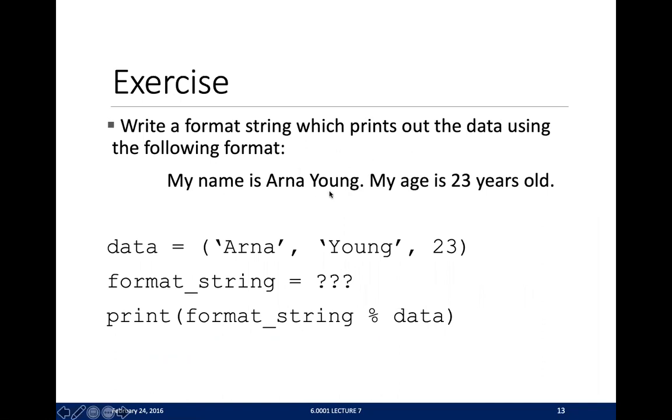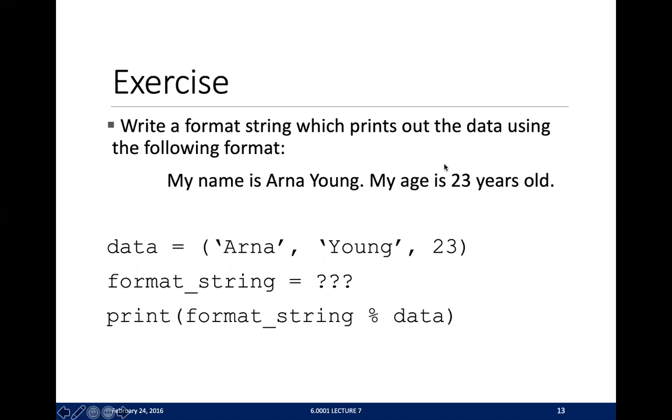So my name is Arna Young. My age is 23 years old. So I'm going to store the data that I want to write. So the first name as the first element in a tuple, the last name as the second element in the tuple, and the age is 23. And all I need to do is to figure out the format string, and I'm going to say print format string percentage data. So it's going to take this tuple as the data, and we need to figure out what is the format string. Any thoughts?